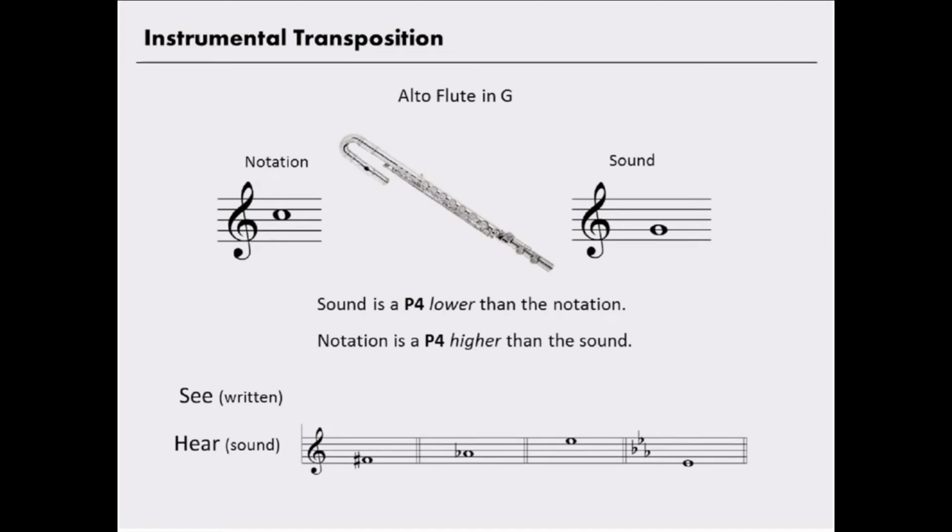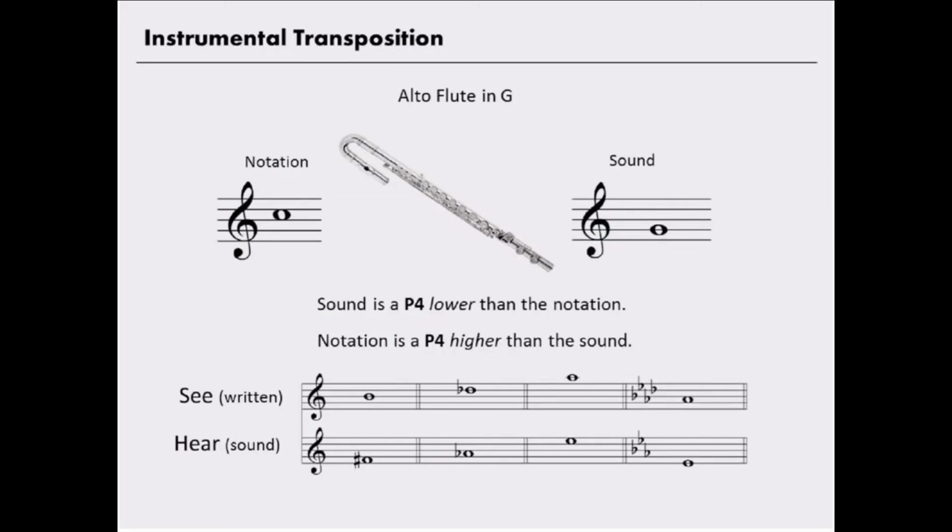If you want to sound an F sharp, you'd have to write a perfect fourth higher, a B. A perfect fourth higher than A flat is D flat. To sound an E, you'd have to write a perfect fourth higher, or A. If you wanted the alto flute to play in the key of E flat, you would have to write the part in the key of A flat.